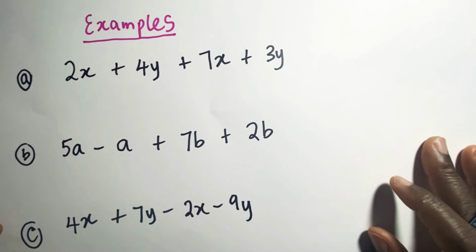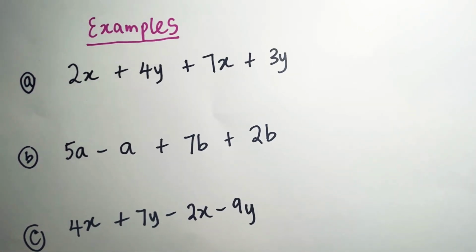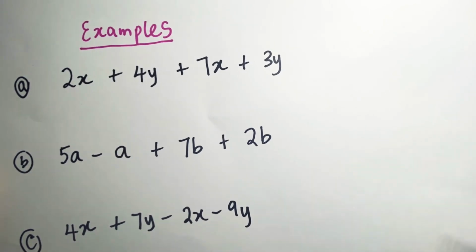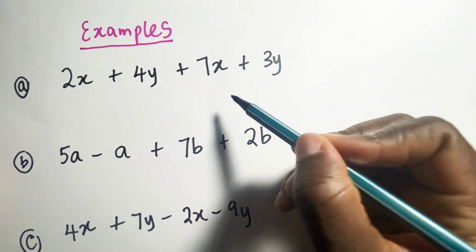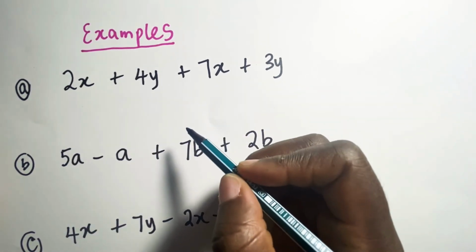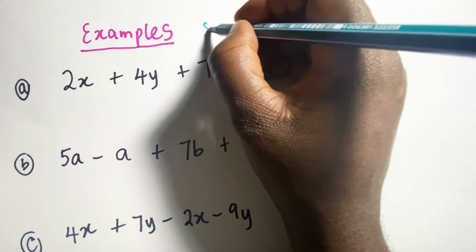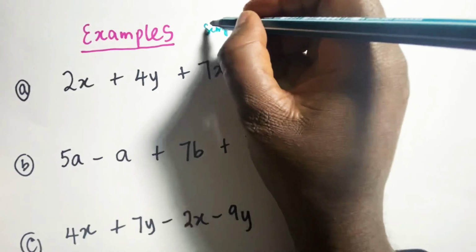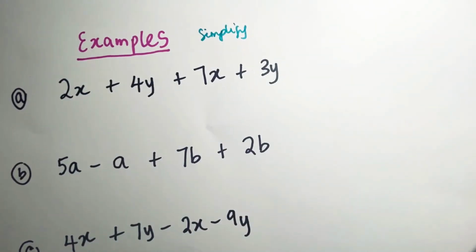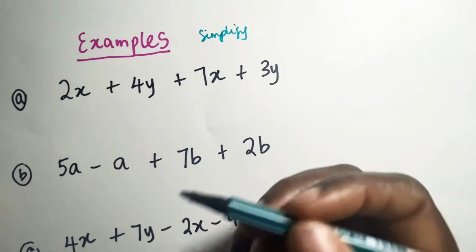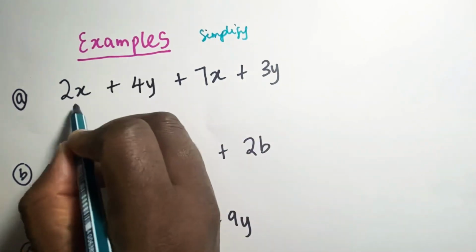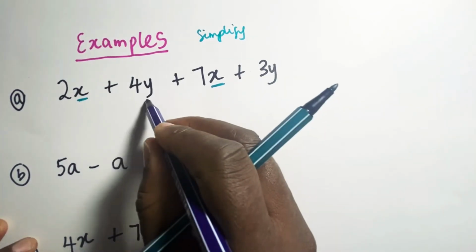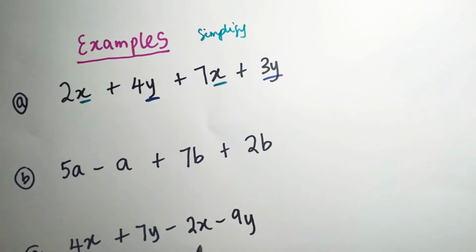So here are some examples that we can try out. I've already told you that collecting like terms means collecting terms with the same letters. The question might say simplify, or sometimes it might say simplify these expressions by collecting like terms. If it says that, then these two are x terms and we need to collect them together, and these two are y terms and we need to collect them together.